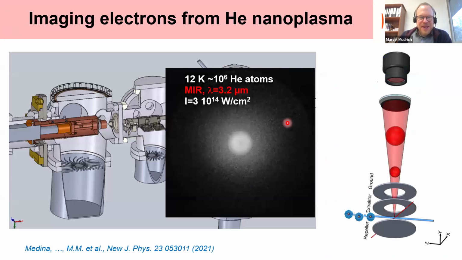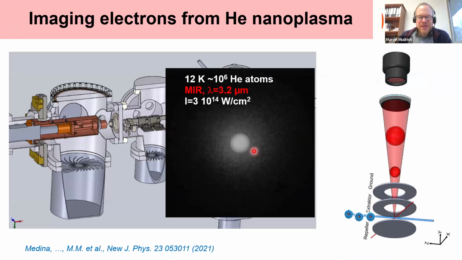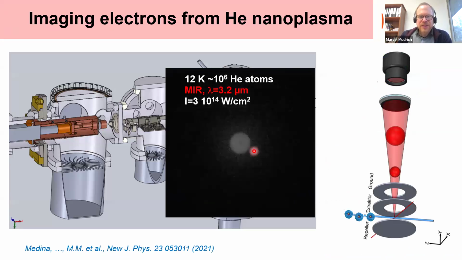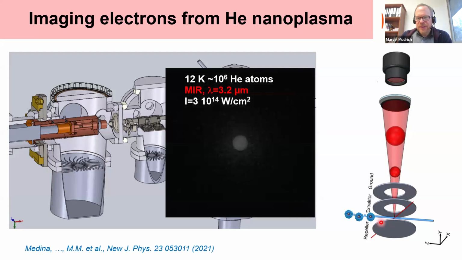This is from the lab. Snapshots. So we have studied this by detecting ions, as I've just shown. We have also studied these systems by detecting electrons and by actually imaging the electrons on an imaging detector in a setup like this.